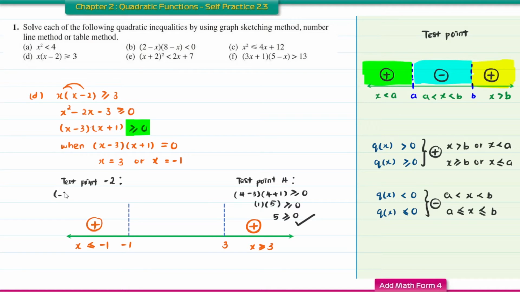So you're going to have (-2 - 3)(-2 + 1) greater than or equal to 0. So here you're going to have -5, here you're going to have -1, greater than or equal to 0. So -5 times -1, which is +5, is greater than or equal to 0. Therefore, this is correct as well. So therefore, the solutions for question D is x less than or equal to -1 or x greater than or equal to 3.